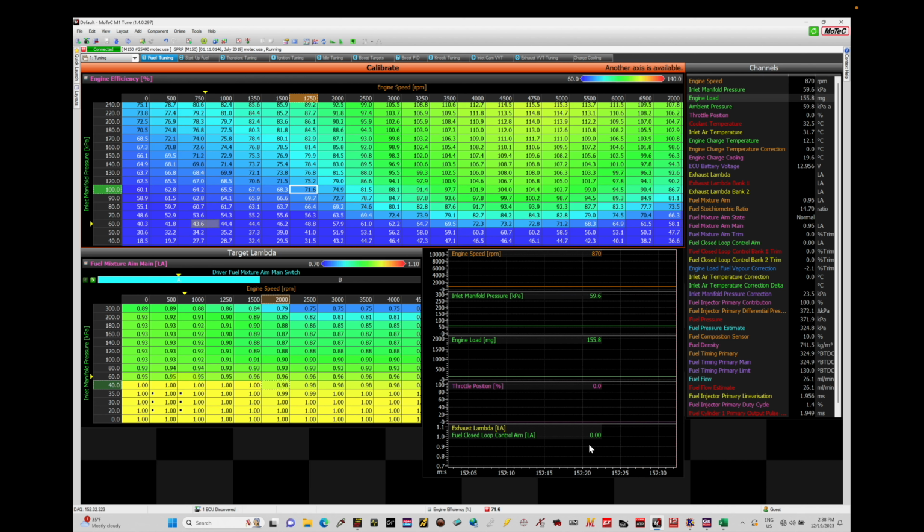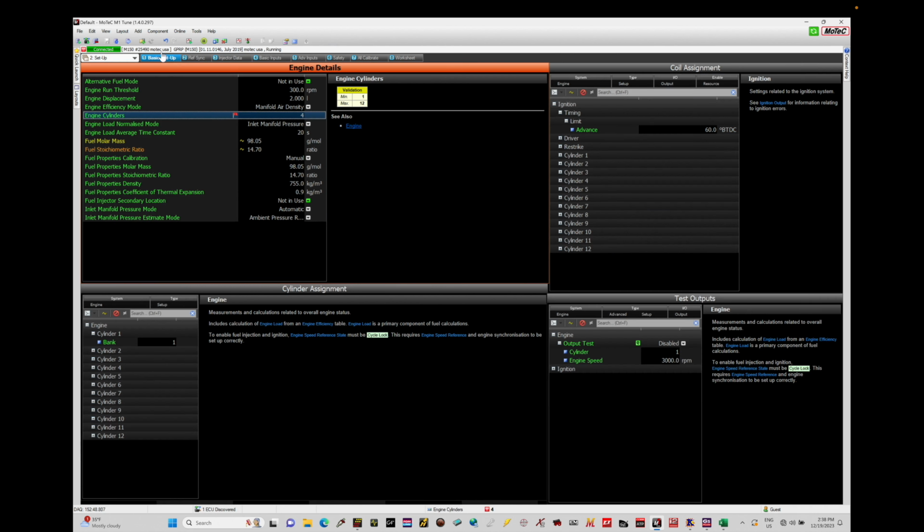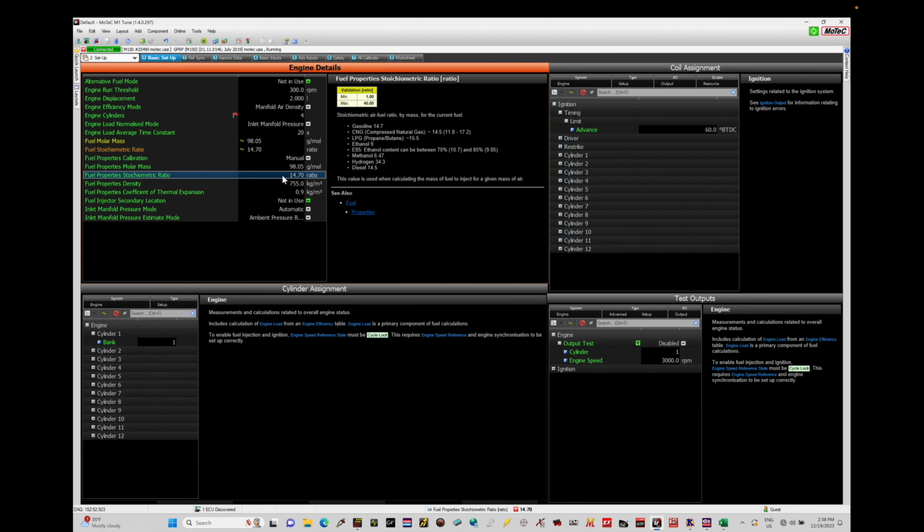So first thing I want to talk about is going to be our fuel Stoich, because that's something we have to get out of the way right off the bat. We have to program that correctly based on the fuel that we're actually using in our fuel system for tuning our engine. If we jump here from our tuning page and we jump down into our setup and go under our basic setup, we're going to find under fuel properties the Stoich ratio. This expresses the stoichiometric ratio of the fuel that we're dealing with.